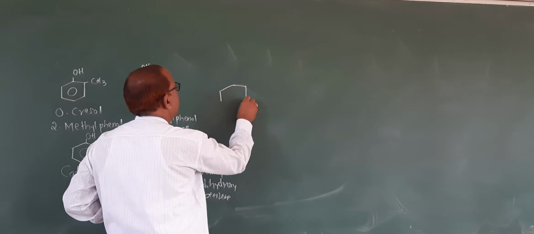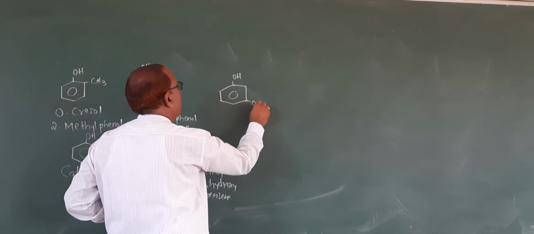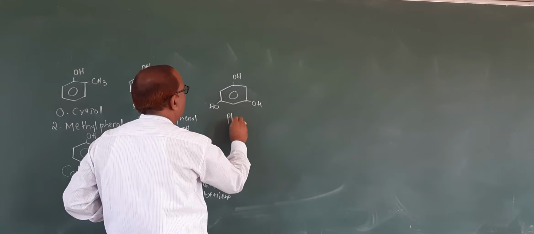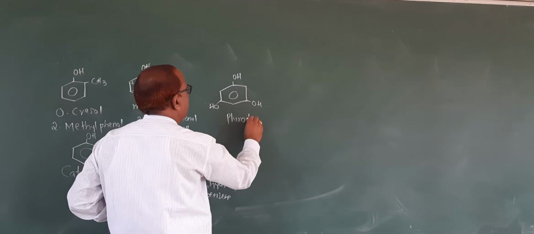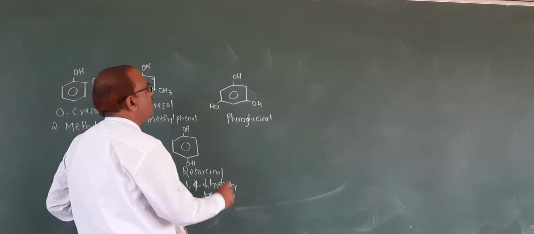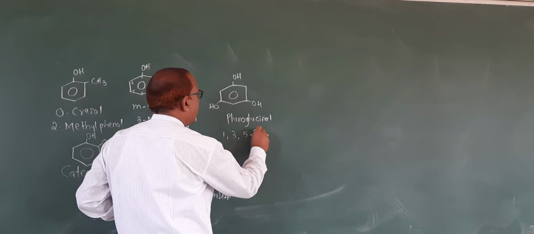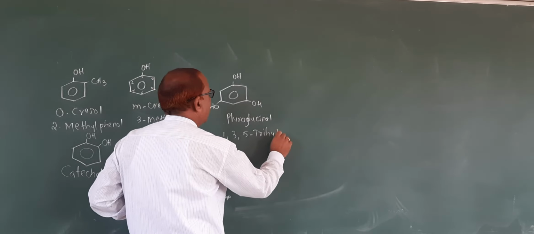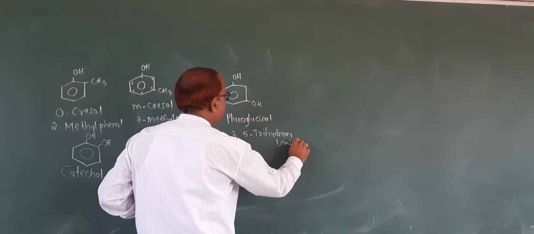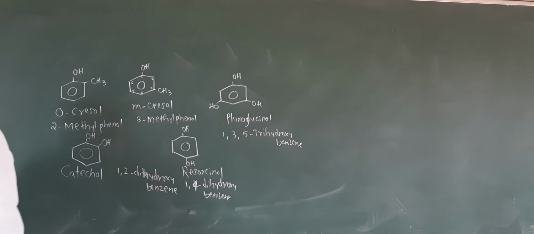At carbon numbers 1, 3 and 5, if there are three OH groups attached, then it is called phloroglucinol according to the common system. Its IUPAC name must be 1,3,5-trihydroxybenzene. Okay, this is regarding the nomenclature of the phenols.